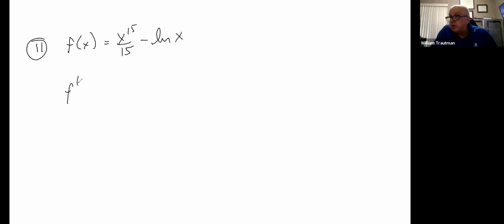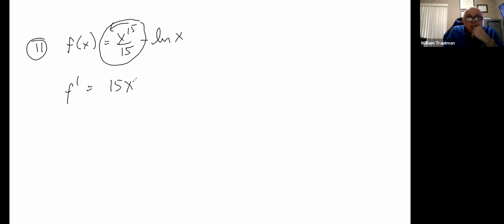Number 11, it gives us a function that looks like this. Minus the ln of x. And we want to take the derivative of this. So the derivative of this, first we look at this derivative. We bring the 15 in front and subtract 1. 15 minus 1 is 14. And it's over 15. So that's the derivative of that.